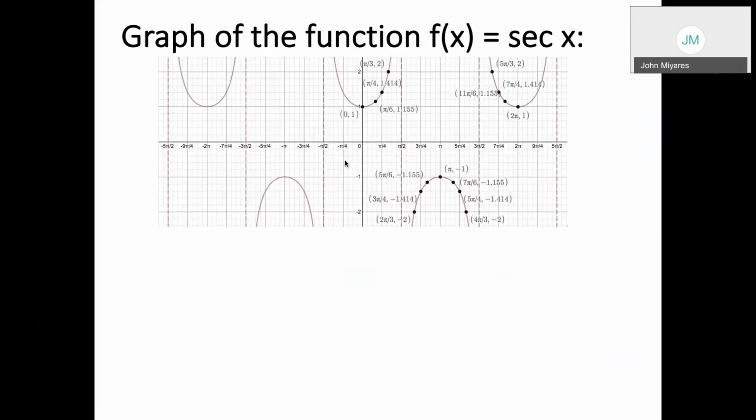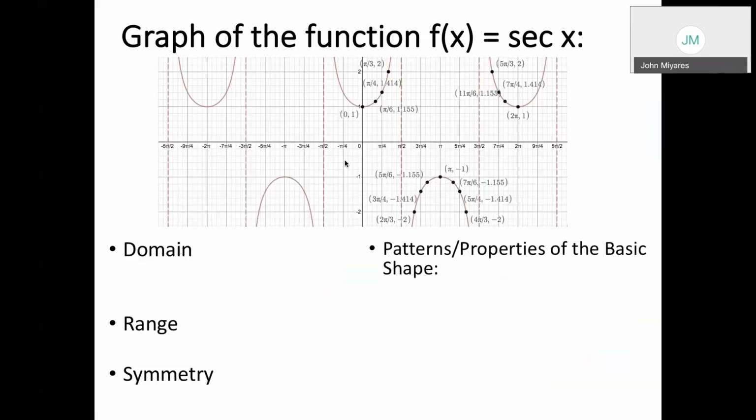Here is a graph of the secant function with various points labeled between 0 and 2 pi. Now, as we look at some of the features here, we're actually going to see that the domain is going to be the same as the tangent, where the domain consists of all real numbers that are not odd multiples of pi over 2, because those are where the values of the adjacent side, x, are going to be 0 as we draw our reference angles around the unit circle.